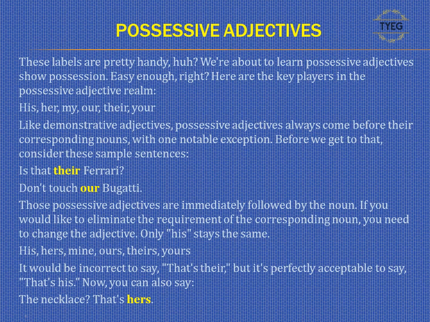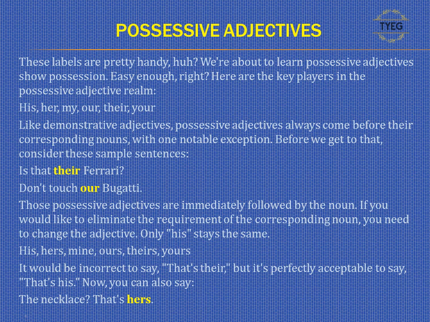Possessive adjectives. These labels are pretty handy, huh? We're about to learn possessive adjectives show possession. Easy enough, right? Here are the key players in the possessive adjective realm: his, her, my, our, their, your. Like demonstrative adjectives, possessive adjectives always come before their corresponding nouns, with one notable exception.